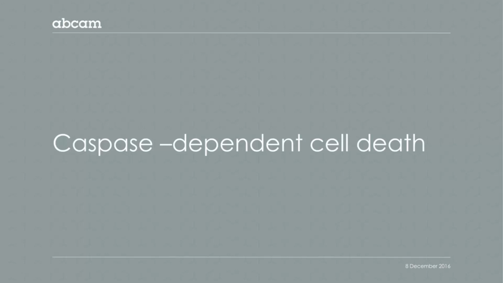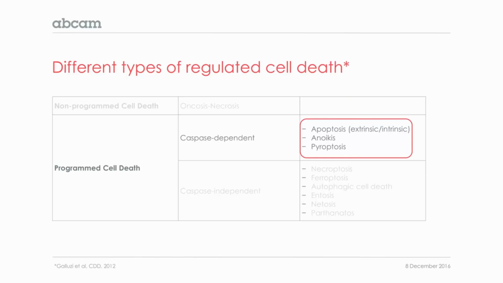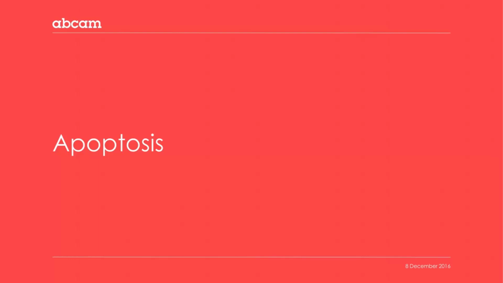So let's look now at caspase-dependent programmed cell death. Apoptosis is the most well-known caspase-dependent cell death type, but caspases can also be involved in other lesser-known types such as Anoikis or Pyroptosis. So let's look at them in a bit more detail to see what their unique defining features are and how we can differentiate between them. And although we devoted our previous webinar to apoptosis, let's just have a quick look at it again.